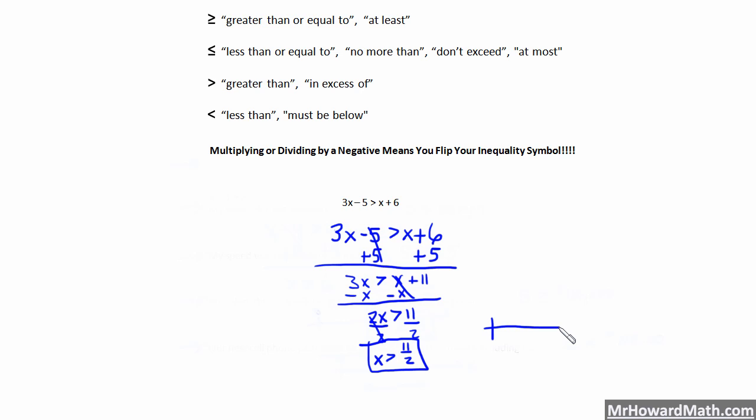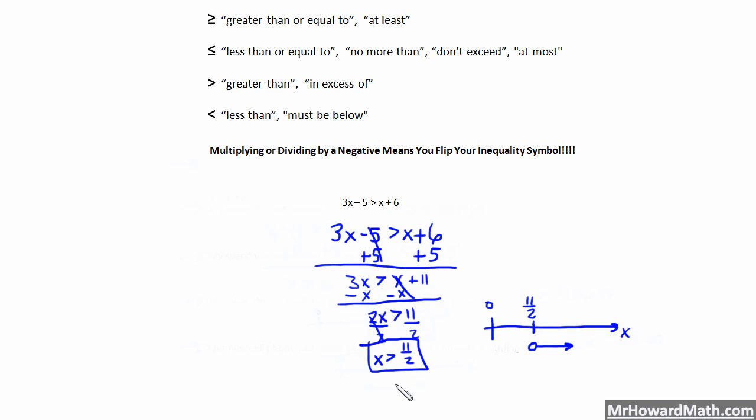We label this as x, and we have 0 here, and then we have 11 over 2. That's just over 5. It's a little over 5. So we'll put 11 over 2 here on the number line. Notice we are greater than, so we have an open circle, and we're going to point our symbol this way.